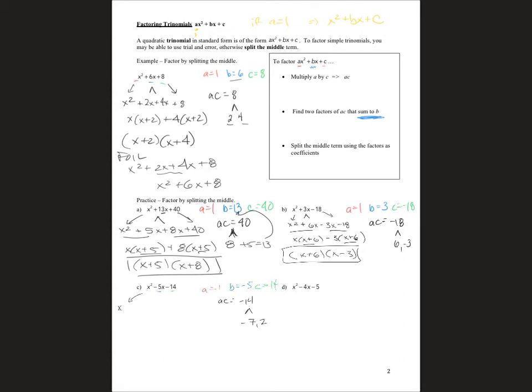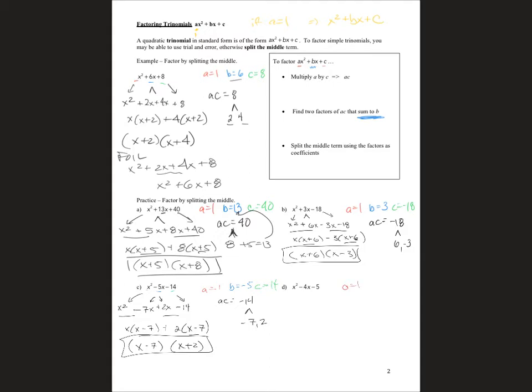Bring down the first term, split the middle term, bring down the last term, factor by grouping. Greatest common factor, and FOIL to check. Next one.